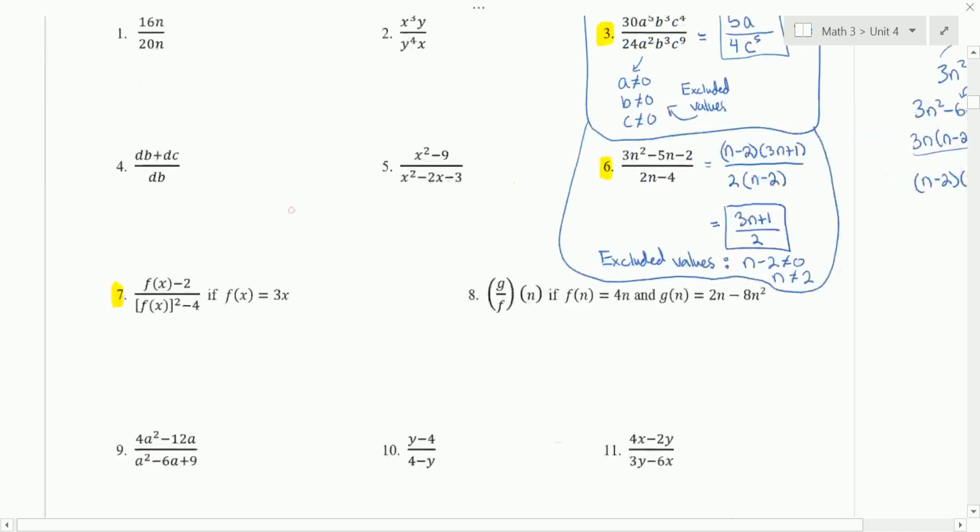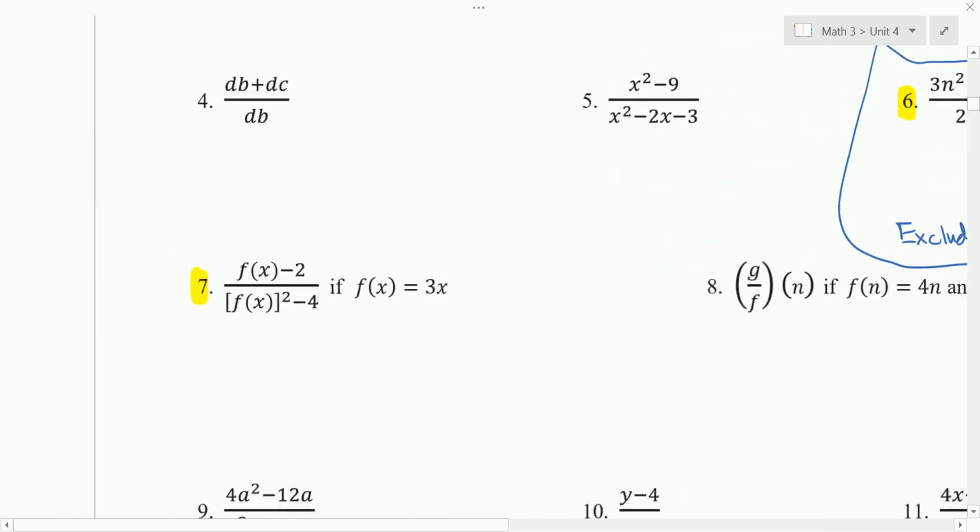Next, let's take a look at number 7. Here we have f of x minus 2 over f of x squared minus 4 if f of x equals 3x. So I'm going to replace the f of x with 3x. And we end up with 3x minus 2 over 3x squared minus 4, which is 3x minus 2 over 9x squared minus 4.